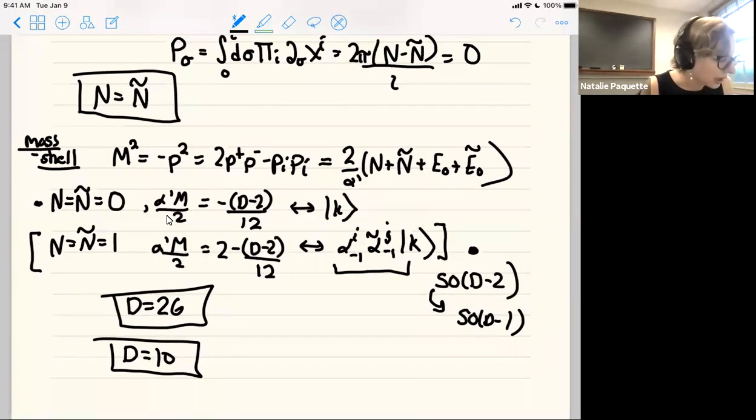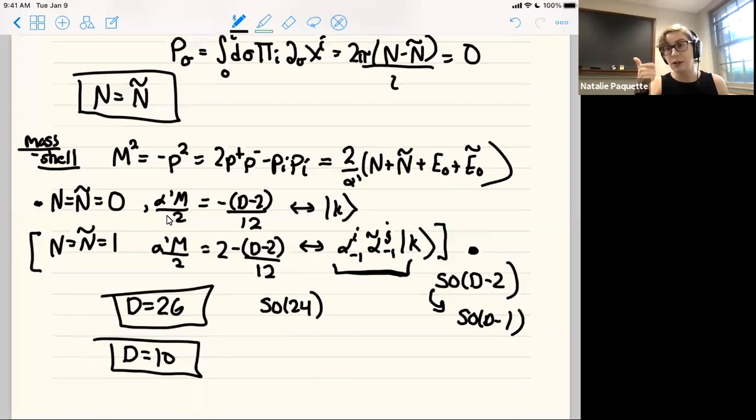But when it comes to these massless states, we have a 2-index tensor of SO(D-2). So that's SO(24). A 2-index tensor can be split into a symmetric traceless tensor, an anti-symmetric tensor, and a trace piece. And that's nothing but the metric, the B field, and the dilaton that we have seen before. So that's reassuring.